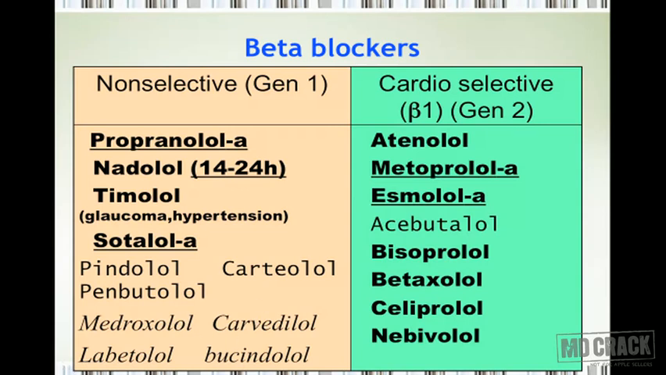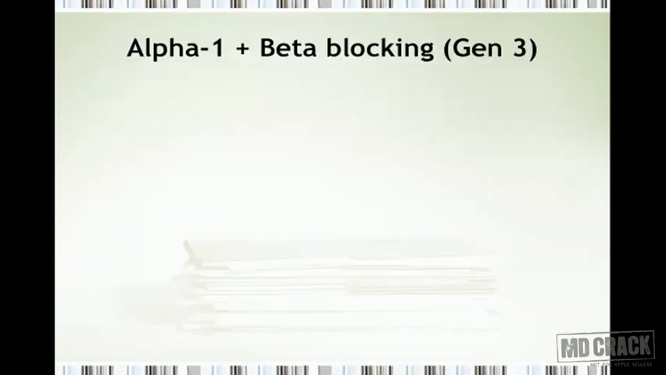And finally, if you go down, there are 4 drugs written in a slant, and they're written in italics. That's medroxalol, carvedilol, labetalol, and bucindolol. I am trying to show them separately in italic letters because these are the drugs which are blocking the alpha receptors as well as beta receptors. So they have got a capacity to block both the receptors. What I mean to say is, try to bring this slide in front of your mind and probably you'll be getting all the beta blockers at one place.